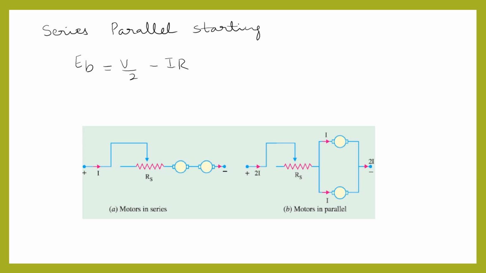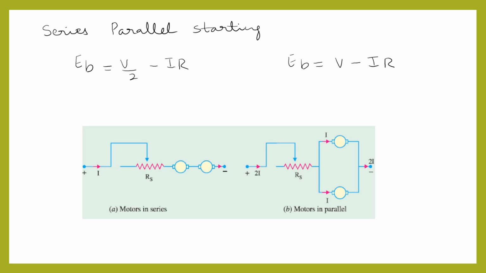And we have the second connection of motors in parallel position, where the starting resistance is reinserted into the circuit. So this starting resistance will again be cut off in steps, and the back EMF of each motor will develop from the value V/2 minus IR to the normal value. So back EMF will be fully developed to V minus IR.